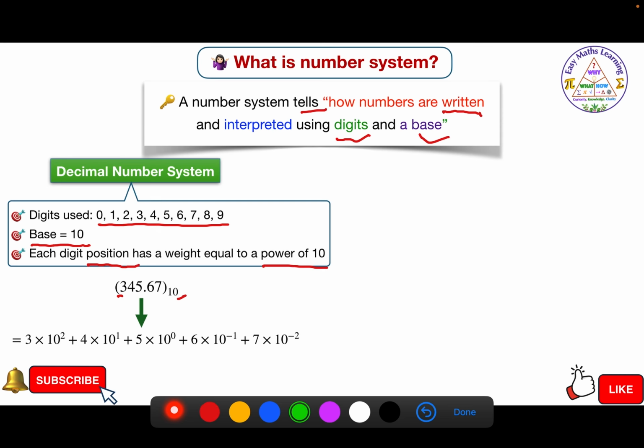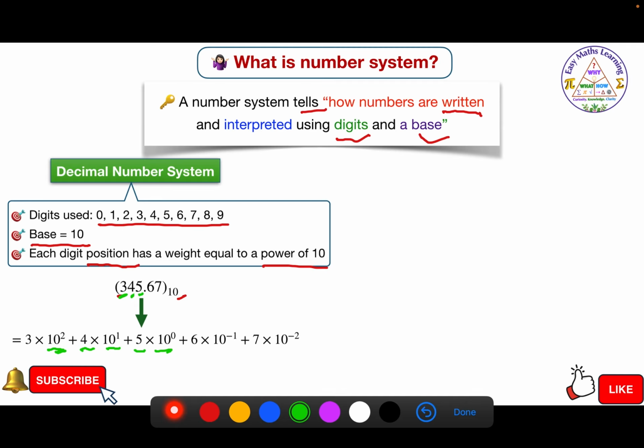Here you can see digit 3. Digit 3 is at hundreds place. So weight for digit 3 is 10 raised to the power 2 means 100 and digit 4 is at tens place. So weight for digit 4 is 10 raised to the power 1 means 10 and digit 5 is at ones place. So weight for 5 is 10 raised to the power 0 which is 1.